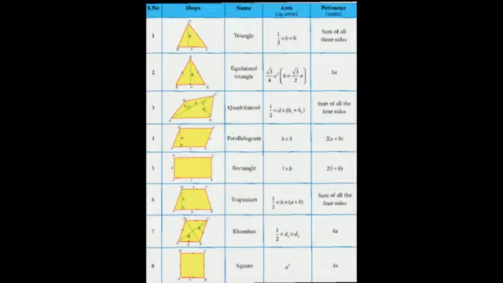Fifth one rectangle. Area length into breadth. Sixth one trapezium. Area half into height into a plus b. Seventh one rhombus, the area is half into d1 into d2. Eighth one square, area is a square and the perimeter is 4a.